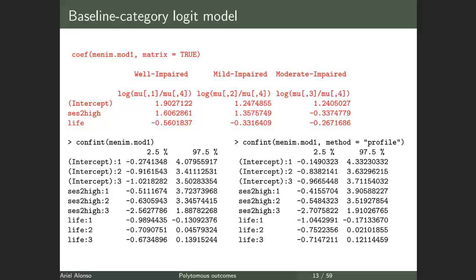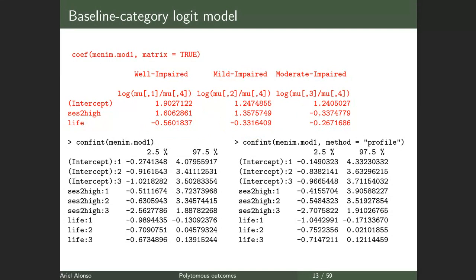Now, here you have the three models. These are the coefficients for the intercept, socioeconomic status and life events when you model the logit of being well with respect to being impaired. Here you have the coefficients when you model the logarithm of the odds of being mild with respect to being impaired. And here you have the coefficients for the odds comparing moderate with impaired. So we have different coefficients for each logit. That is what the baseline category model does.